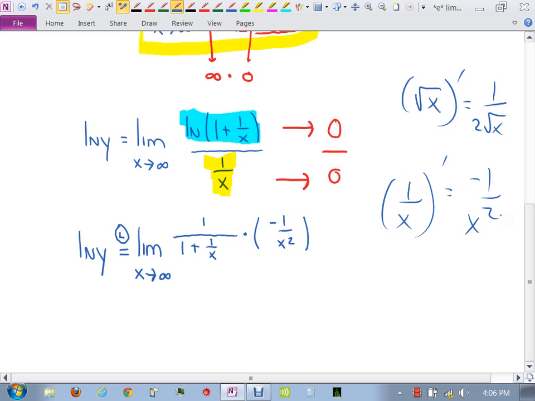That's just the derivative of the top, right? Over the derivative of the bottom. What's the derivative of the bottom? Negative 1 over x squared again. Hot damn, that's beautiful. Because what happens? They cancel. That's great. That's great.